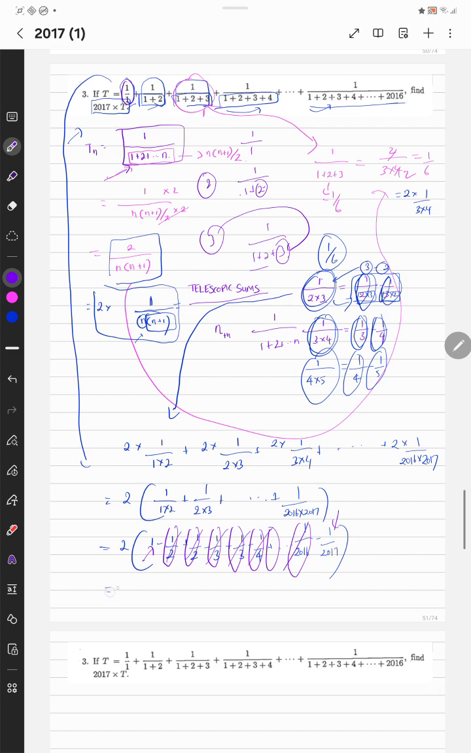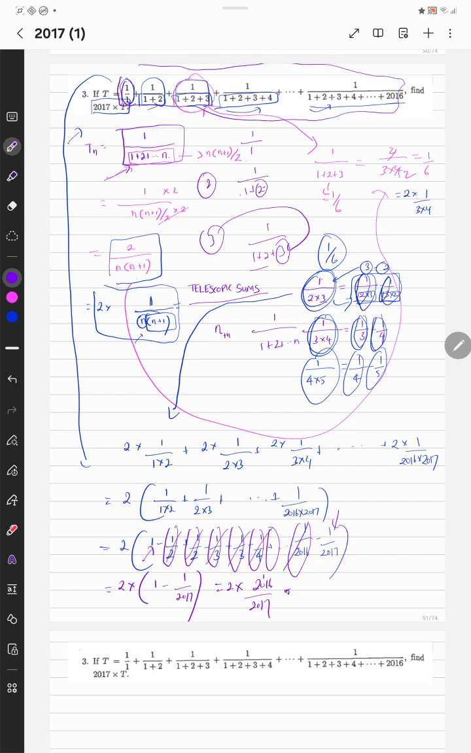So you end up with 2 times 1 minus 1 over 2017. So that is 2 times 2016 over 2017. That's the simplified value for this whole expression of t.